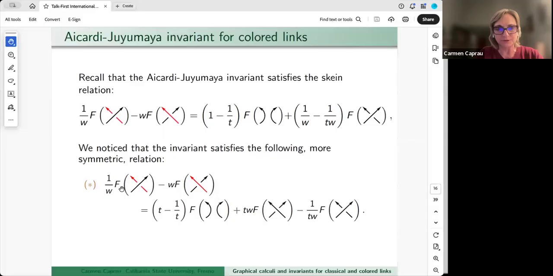And we were very happy to see the patterns in terms of coefficients in front of the crossings of opposite signs. So I will let you take a look at that. And I will use this relation, scaling relation star, later in the talk.